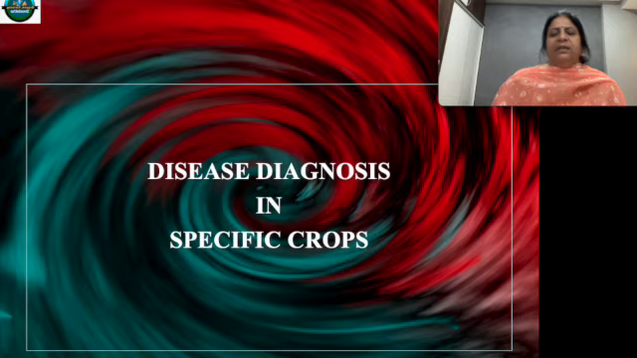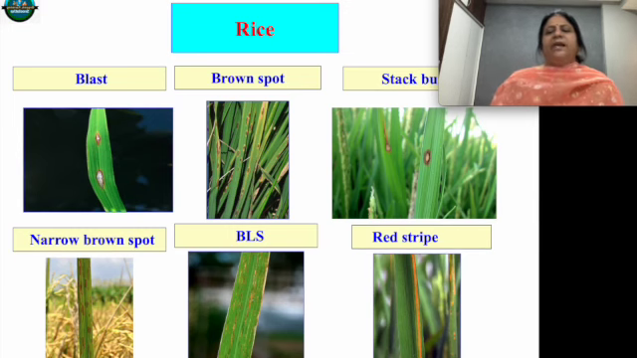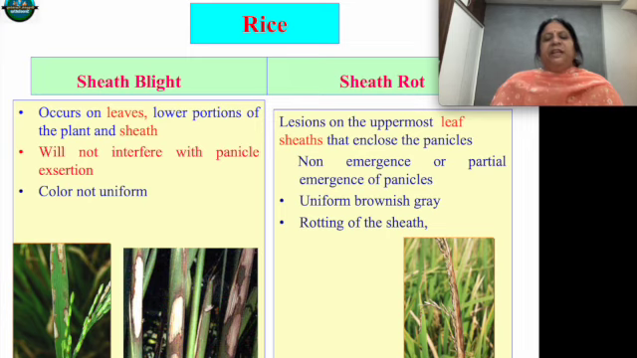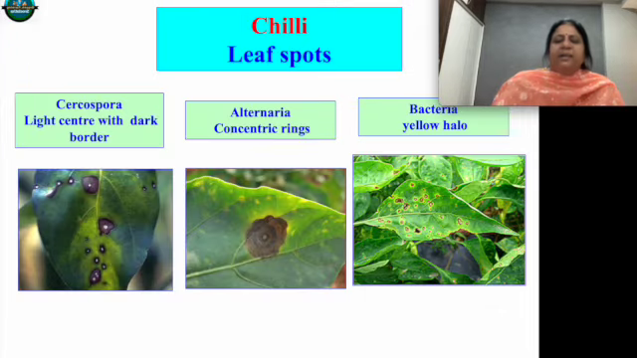Let us see the disease diagnosis in specific crops. In rice, so many spots are present. Blast, brown spot, stalk, narrow brown spot, bacterial leaf streak, red stripe, leaf blast also. You can see the symptom of leaf blast, brown spot lesion, which are oval shape. And sheath blight, sheath rot. The difference between sheath blight and sheath rot is sheath blight will not interfere with the panicle exertion, but sheath rot stops the panicle exertion.